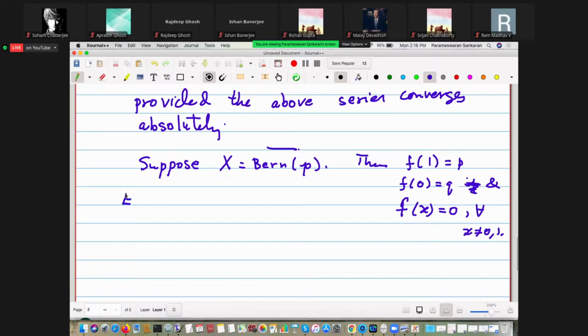Then what is the expectation of X? It's very simple, right? You write here, first step, always the formula, summation x_i f(x_i). Here there are only two terms, so 0 times q, that is f(0), plus 1 times f(1), which is p. So this is just p.